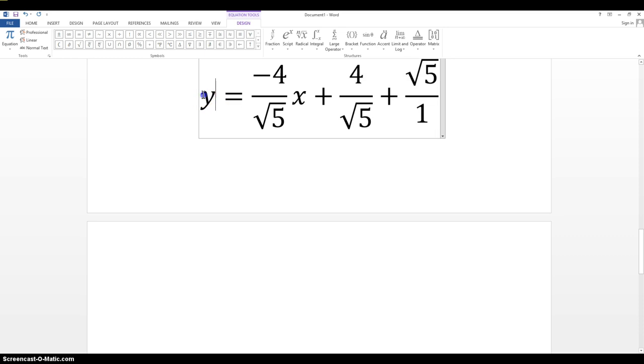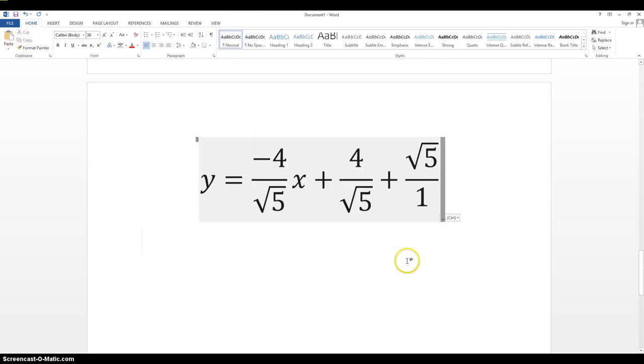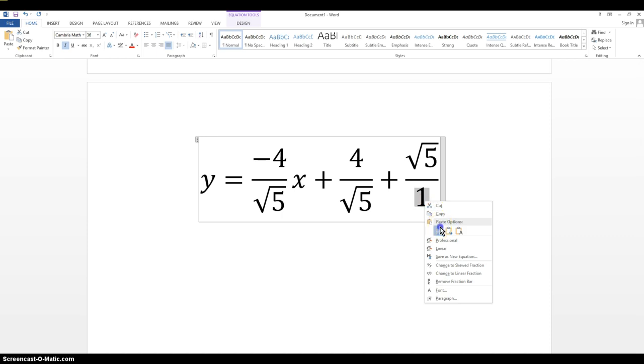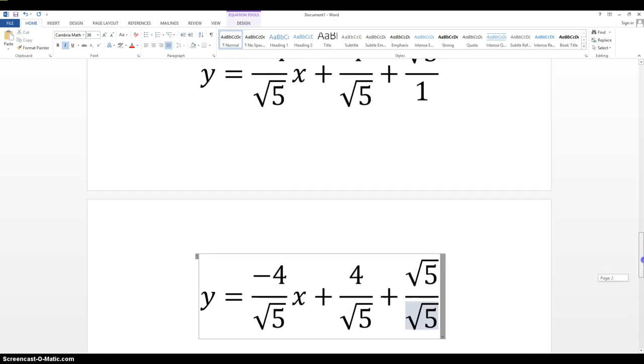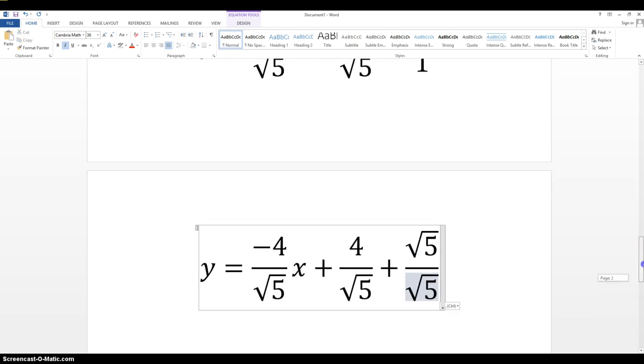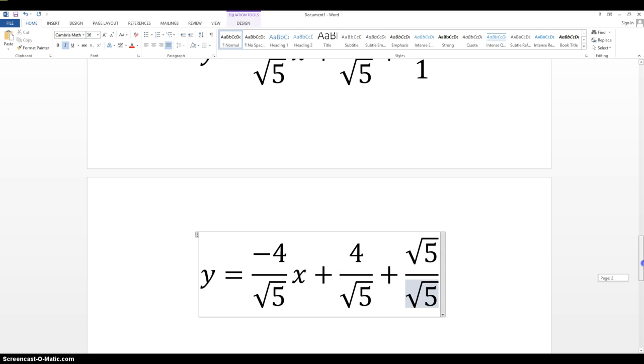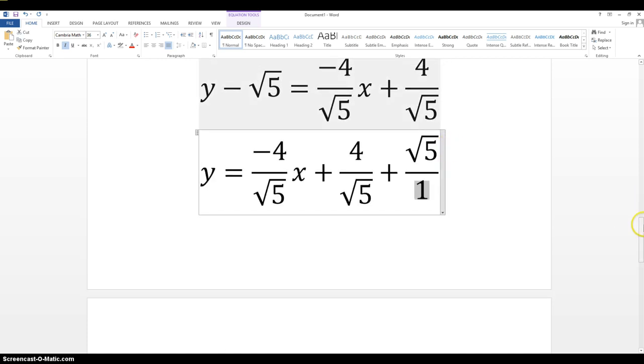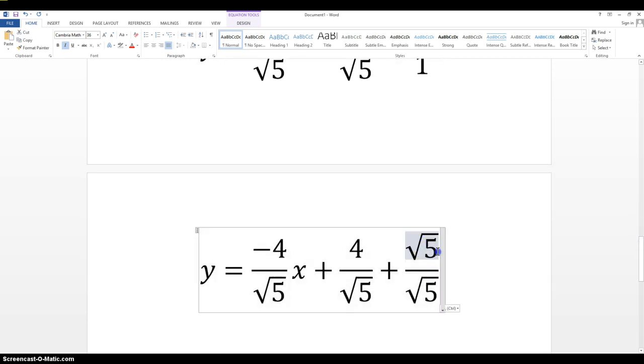So if we continue, the only thing that will change will be this one. So this one will have square root of 5 as a denominator, and this is the way that I do it. You may not do it this way whenever it comes to finding common denominators, but either way is fine. Square root of 5 divided by 1 is simply square root of 5 times square root of 5, which is 5.